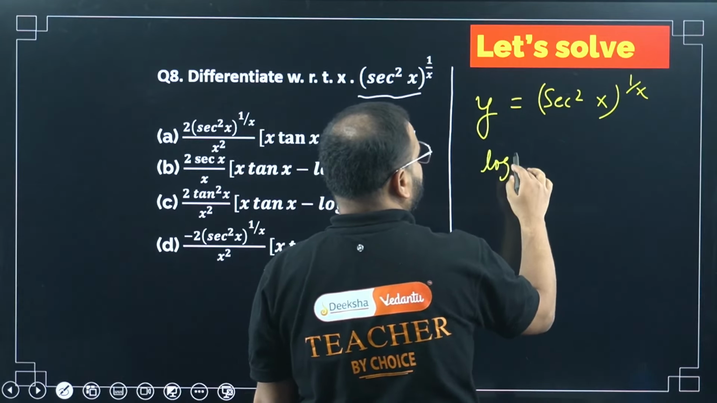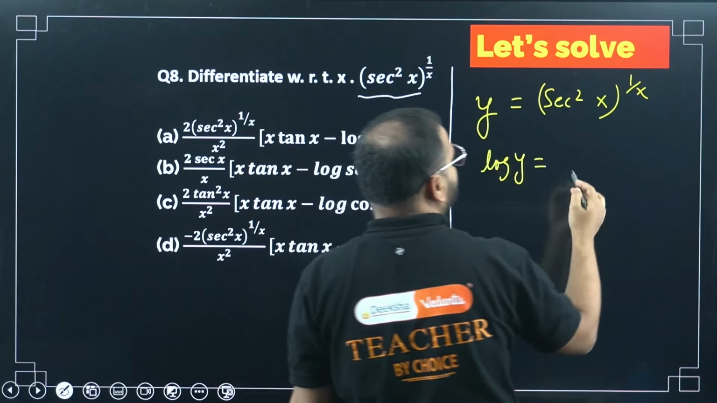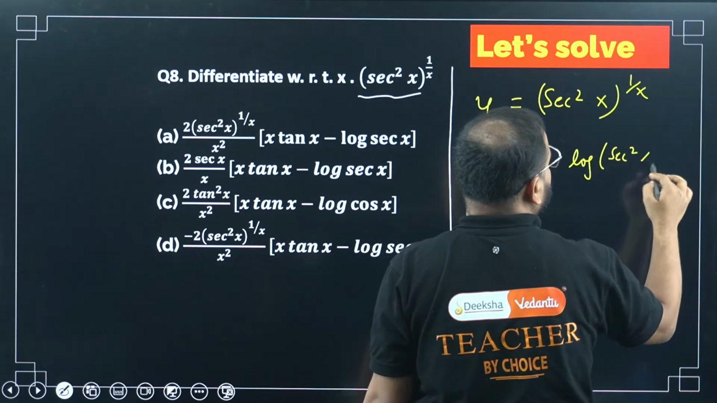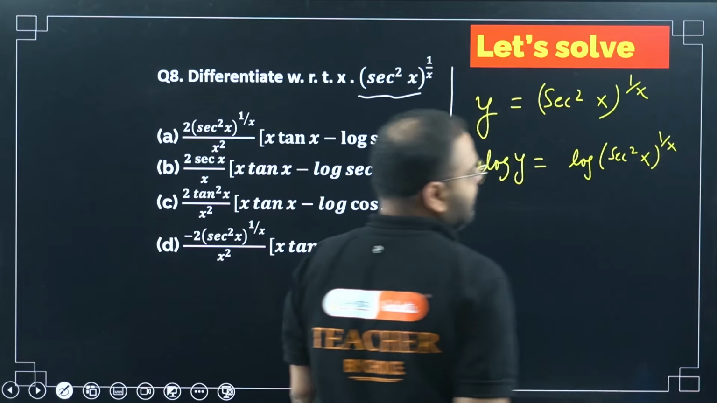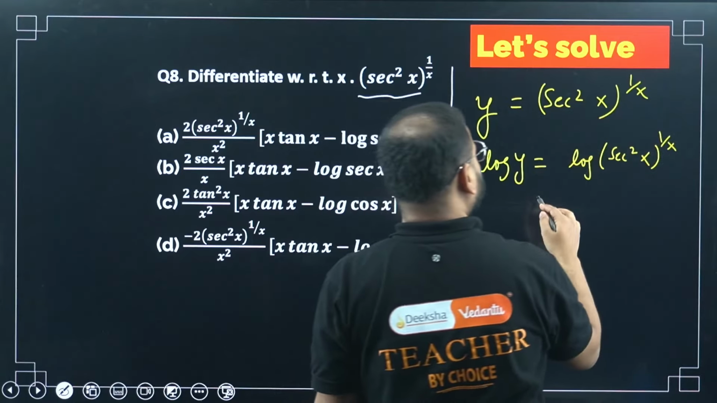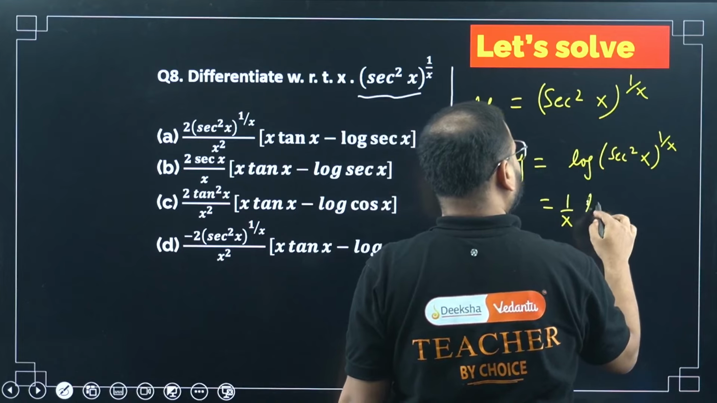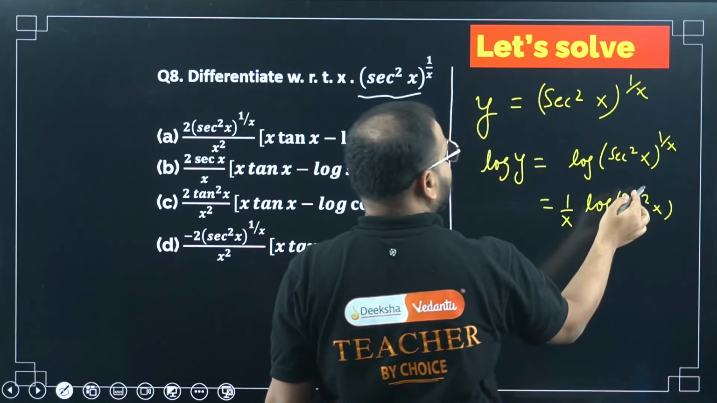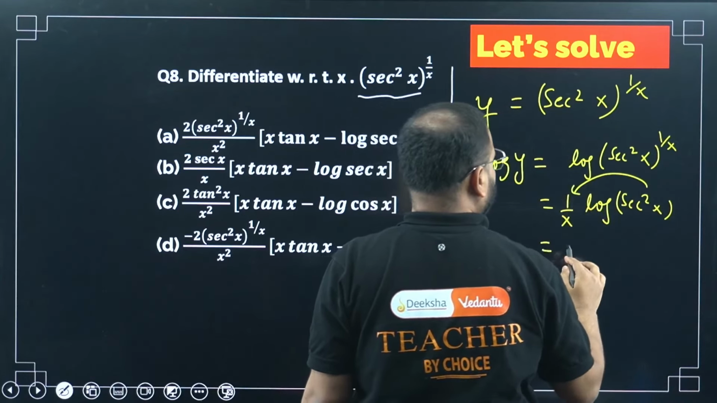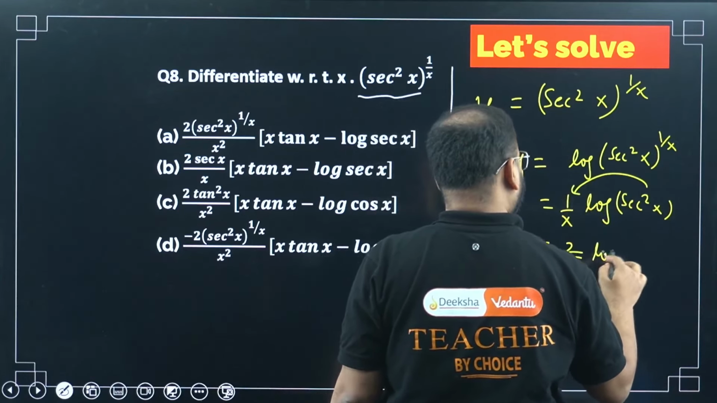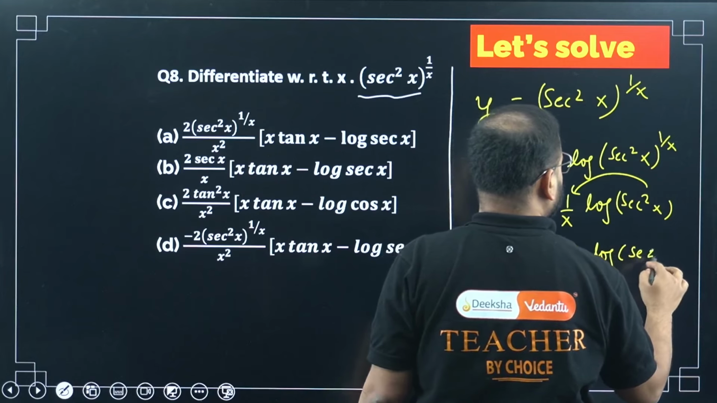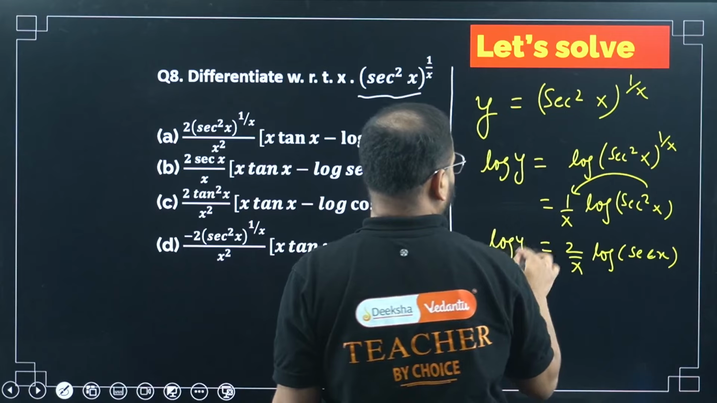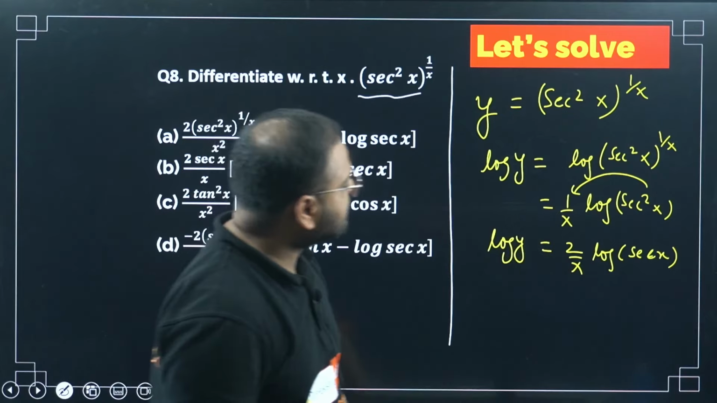So log of y is equal to log of the same thing, sec square x to the power 1 by x. Bring this 1 by x in front: 1 by x log of sec square x. Again I can take this 2 out, so this will be 2 by x log of sec x. Log y. Okay, this is clear.